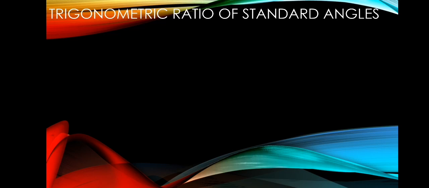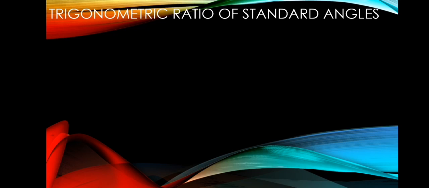Hello students, in this session we are going to talk about trigonometric ratios of standard angles between 0 degree to 90 degree. These standard angles are 0, 30 degree, 45 degree, 60 degree and 90 degree.